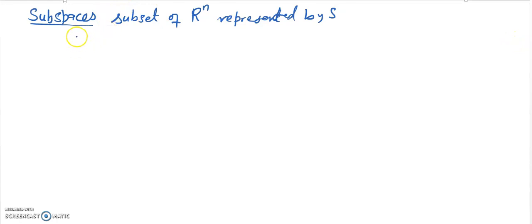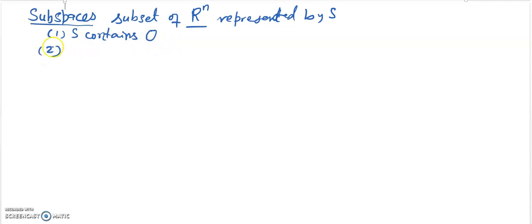So it has three conditions. We find such subsets of Rn which meet three conditions. First, S contains the 0 vector, the vector with all components as 0.